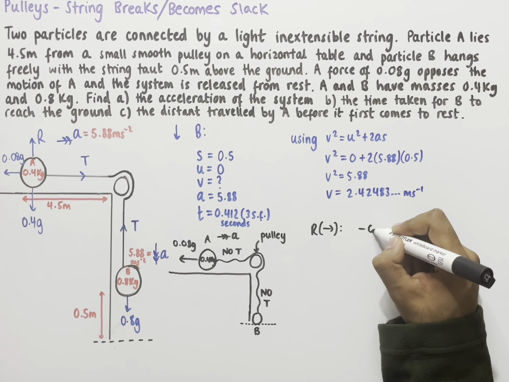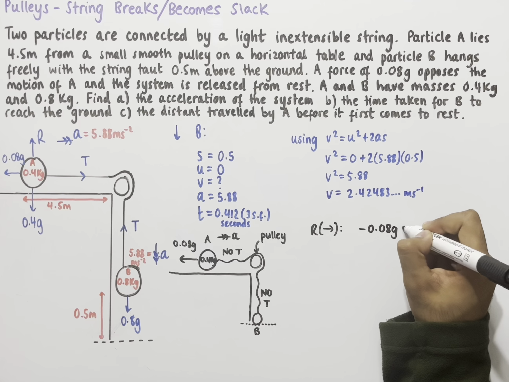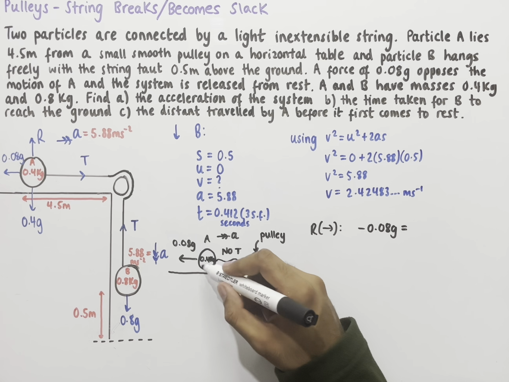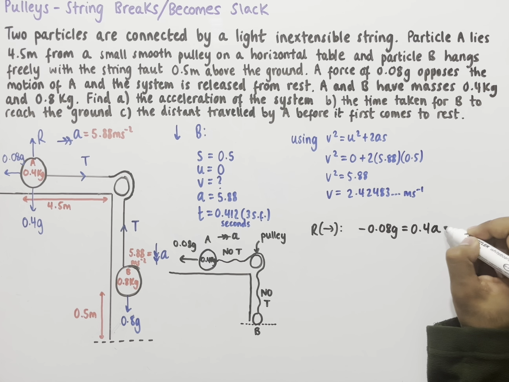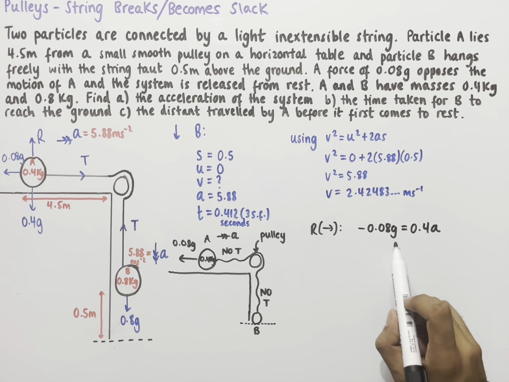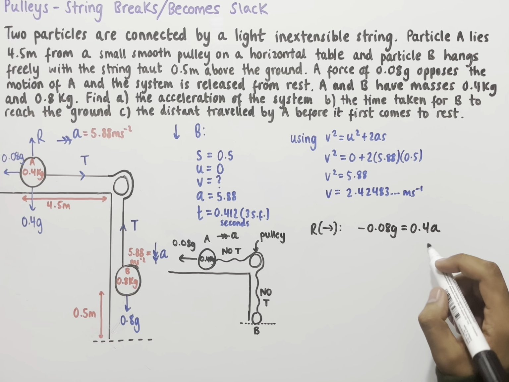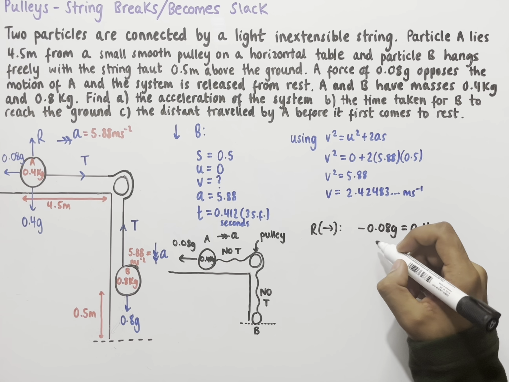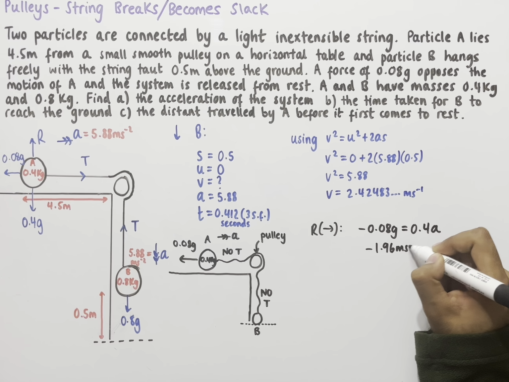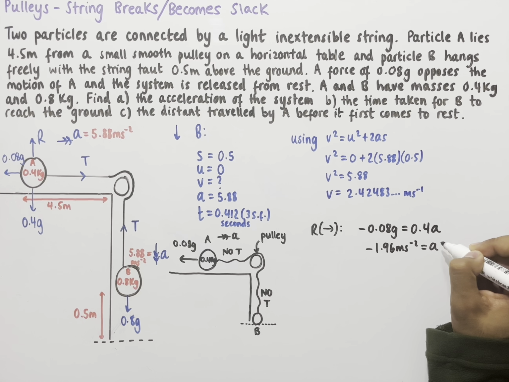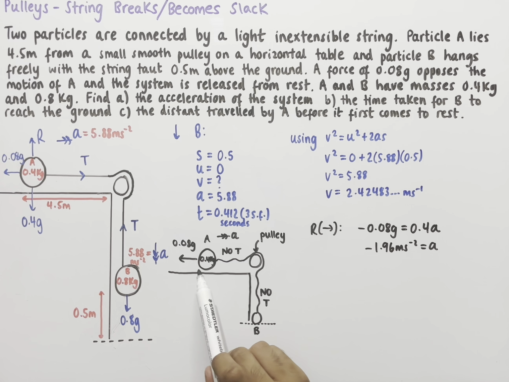So we have minus 0.08g, which equals the mass of the particle, which is 0.4, times the acceleration, which is what we're trying to work out. Again, we get this using F equals ma. If we now divide both sides by 0.4 and take g to be 9.8, we end up with minus 1.96 meters per second squared, which equals the acceleration. Since this is negative, this tells us that particle A is decelerating, which makes sense in this context, since there is no driving force pulling particle A forwards.